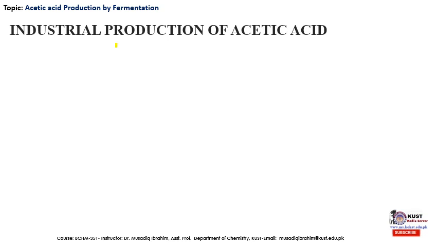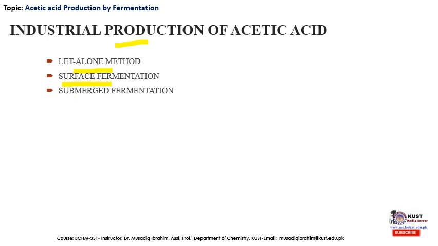Now the industrial production of acetic acid. There are many methods which are used for the production of acetic acid in different types of industries. The first one is the let alone method. The second method is surface fermentation. The third one is submerged fermentation. And the fourth one is batch fermentation.